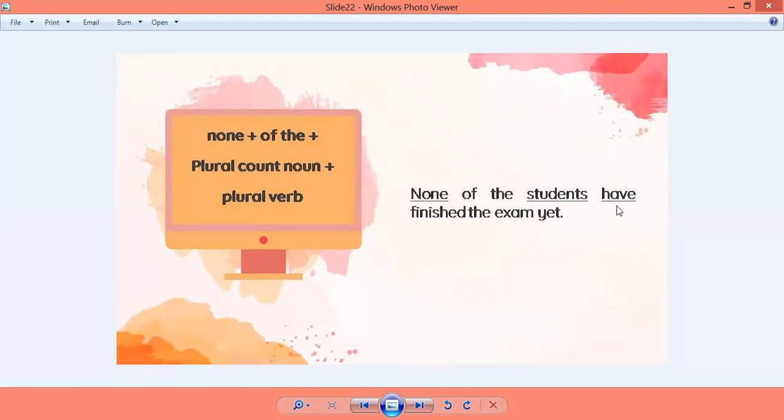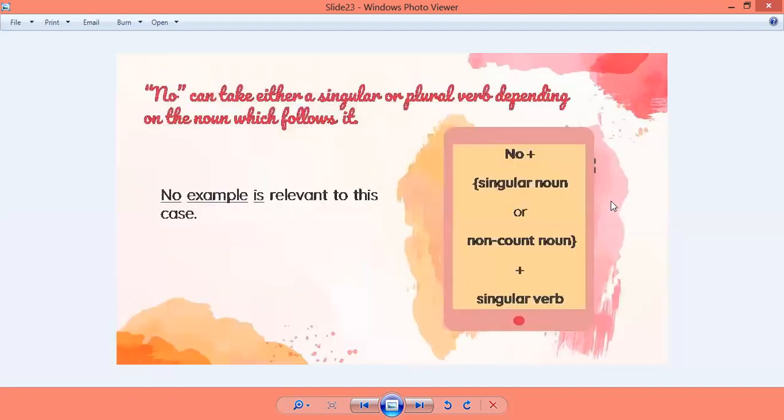यहाँ पे हमने has use नहीं किया, have use किया. Why? Because students over here is a countable noun and also that it is plural. Students है, student नहीं है, right? And hence what have we used? Have over here. I hope this is clear. ये तो था none का.